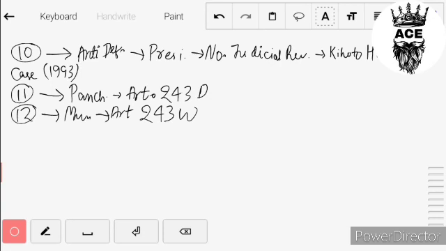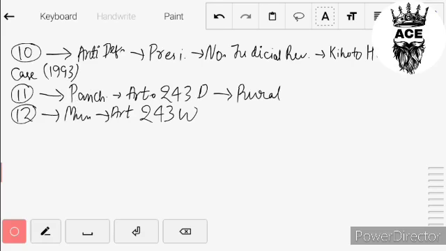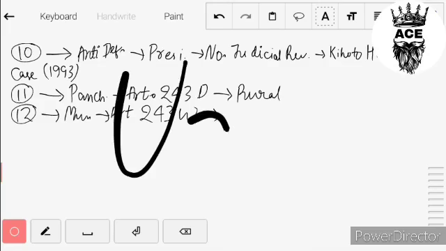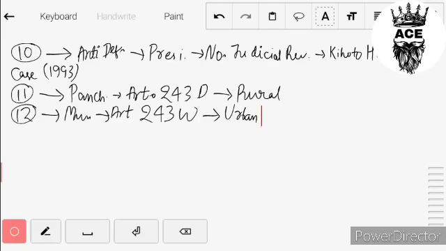Panchayati Raj is what? You know. If you are not knowing, we will discuss it. But from here what I want to say is that Panchayati Raj is what? The rural local government. You know that it is a rural local government, administered by the Panchayati Raj. And the municipalities is what? The urban local government, you can say. So urban local government is under the 12th schedule.